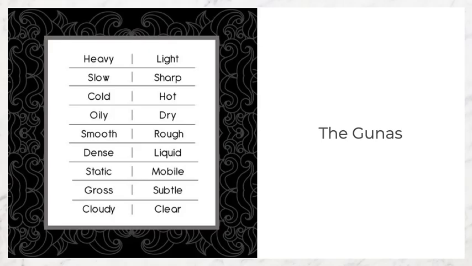Ayurveda recognizes 20 qualities, or gunas, that can be used to describe every substance or experience. These qualities are organized into 10 pairs of opposites: heavy and light, slow and sharp, cold and hot, oily and dry, smooth and rough, dense and liquid, soft and hard, stable and mobile, gross and subtle, and cloudy and clear.